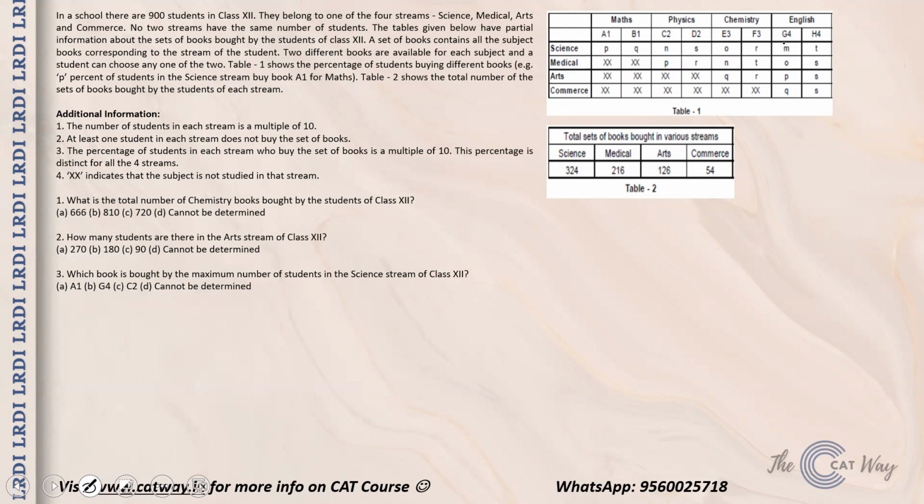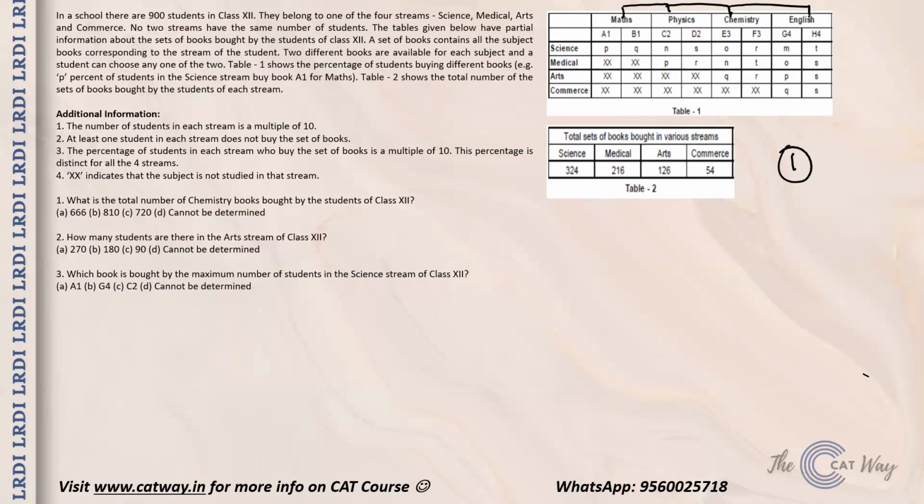Now table 1 shows the percentage of students buying different books. Example, P% of students in the science stream buy book A1 for math. Table 2 shows the total number of sets of books bought by the students of each stream, right? So guys, let's say there is one student in a science stream. Now he has to buy books of all the subjects, right? He needs to buy books of all the subjects.